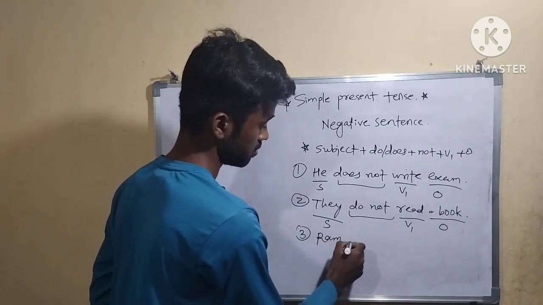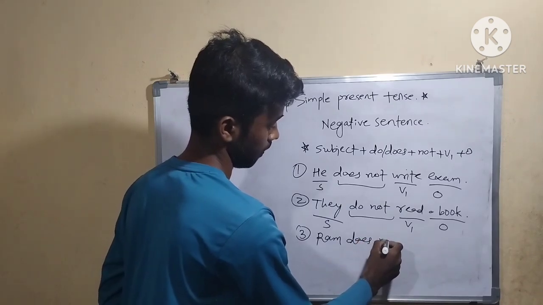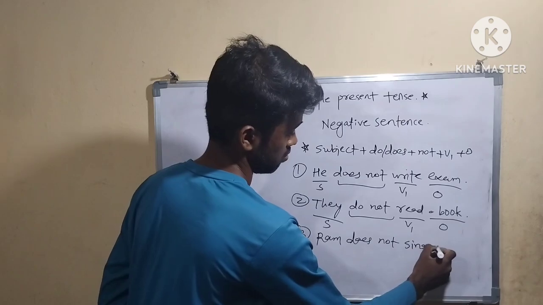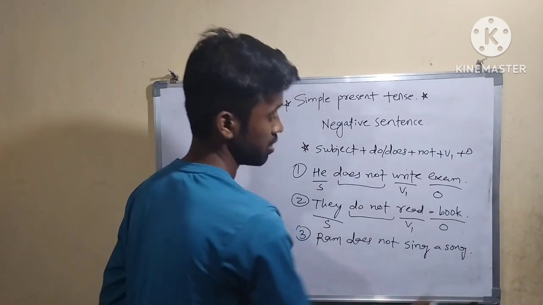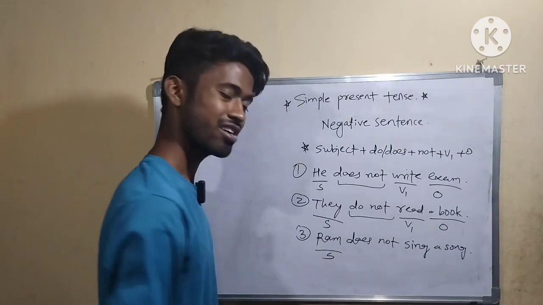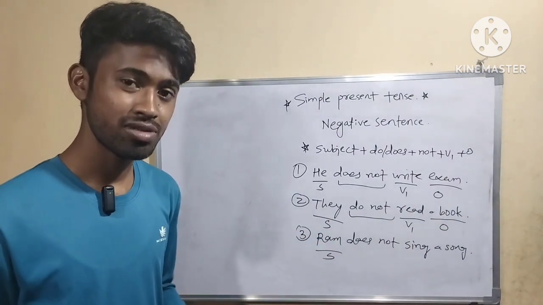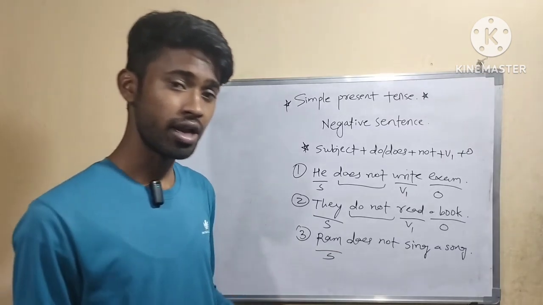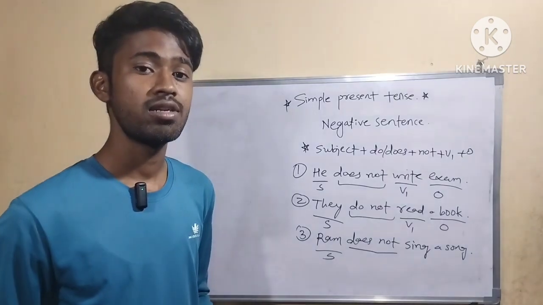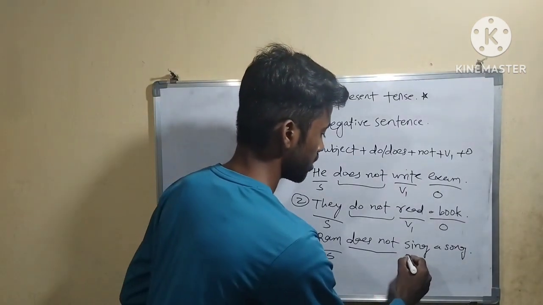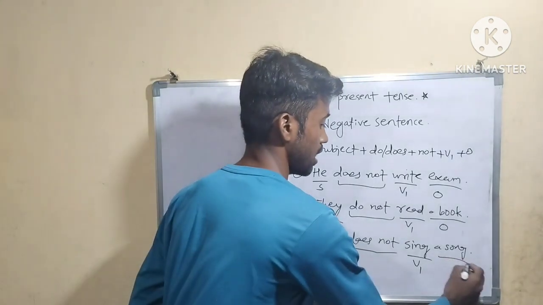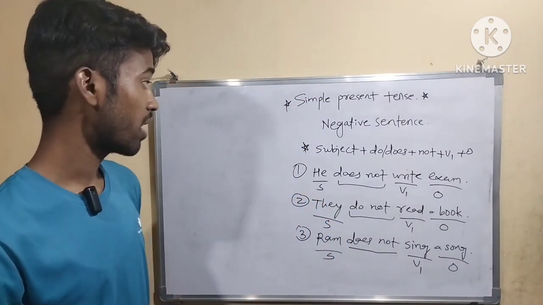Let's see another example. Ram does not sing a song. So here Ram is a noun, right? But it comes in the third person singular. I told you a few examples, all nouns come in the third person singular. And that is why here I have taken does not. After that, first form of verb and in the last the object.